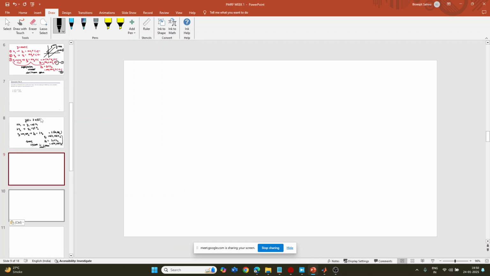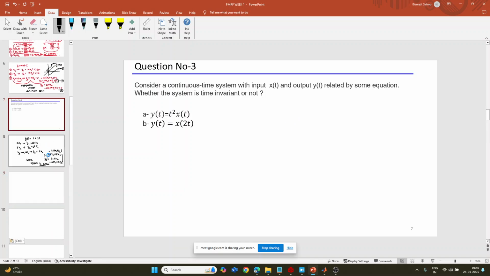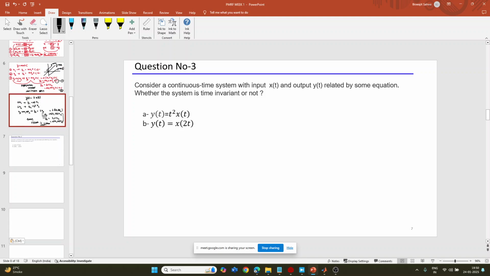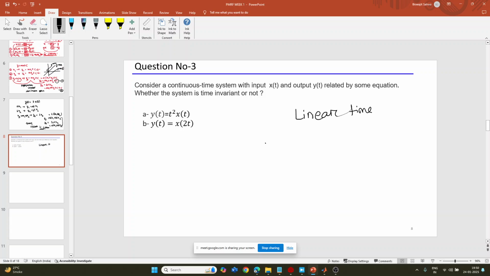Okay, let's move to the other part of the question. The third type of question is another type of system, whether the system is a time invariant system or a time variant system. So you have come across one term, that is linear time invariant system. Linear time invariant system, linear time variant system.